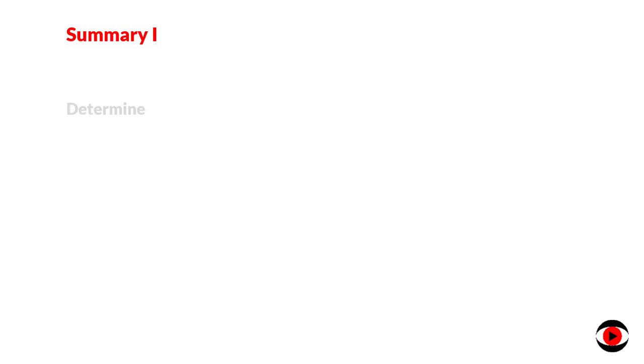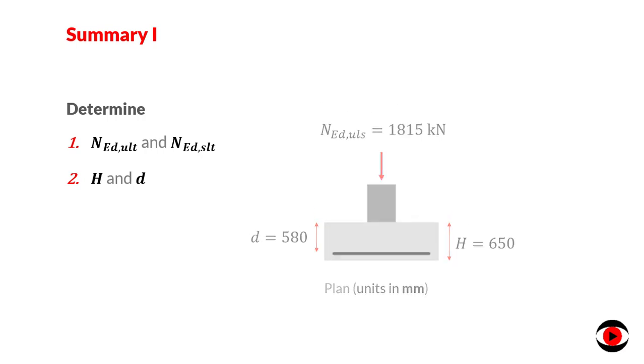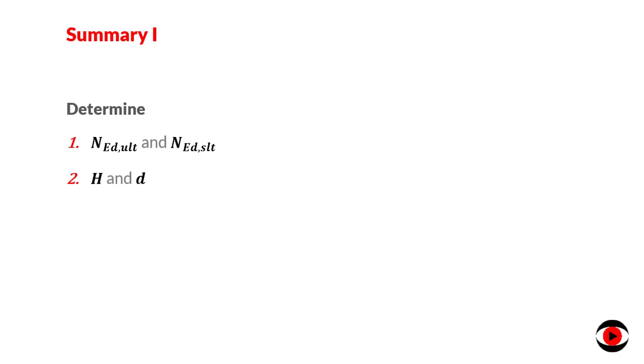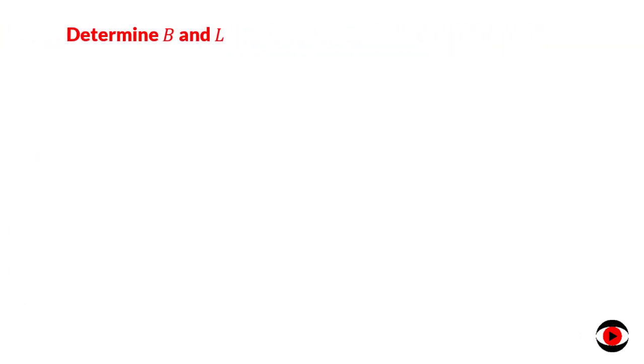So far, we've determined the ultimate design load and the service design load. Then, we've used the ultimate design load to determine the thickness and effective depth of pad. Now, we are going to use the service design load to determine the breadth and length of pad. To determine the breadth and length of pad, we are going to equate the allowable bearing capacity of the soil to the service design load plus the self-weight of pad divided by the area of pad.